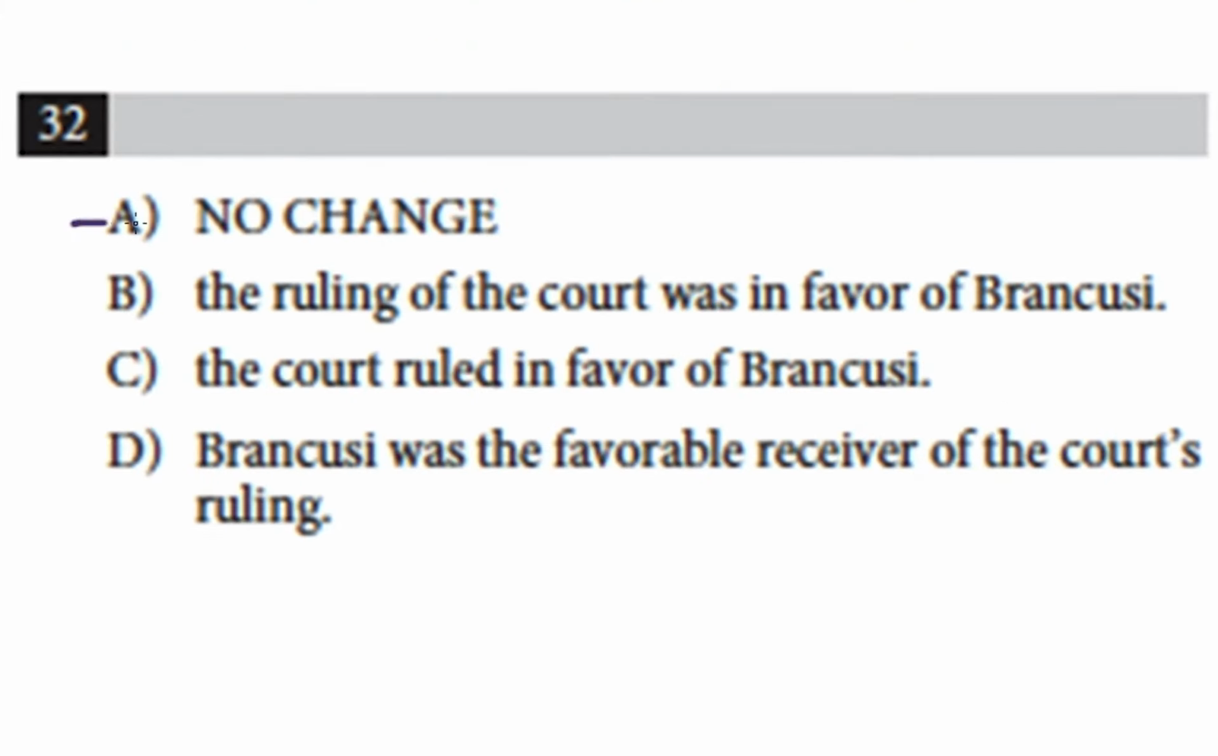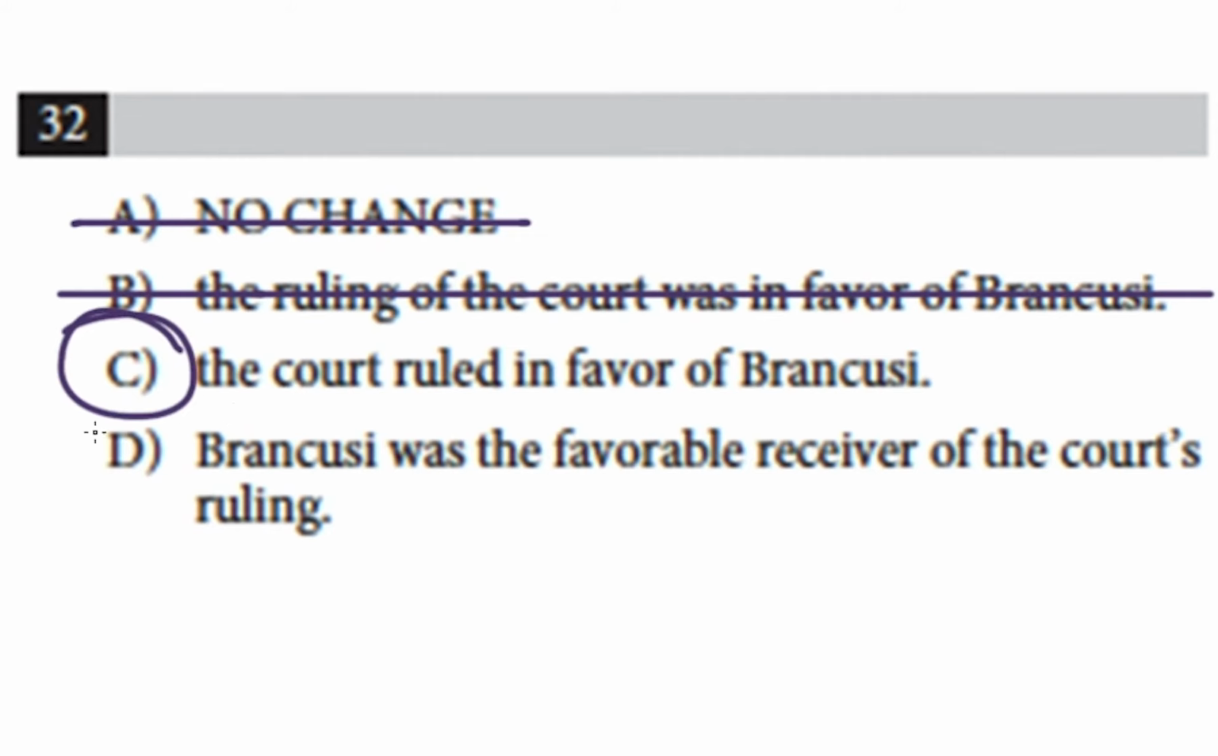A, no change. We know that's no good. We already identified the error. B, the ruling of the court was in favor of Brancusi. That's no good either. That's just sort of a longer way to say what choice A said. We're looking for the court to be the first noun, not the ruling. Choice C, the court ruled in favor of Brancusi. That's it. That's the one. That's our answer.